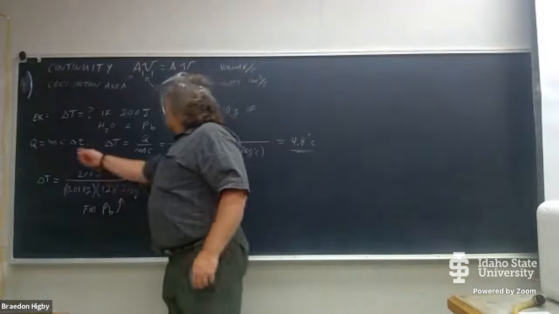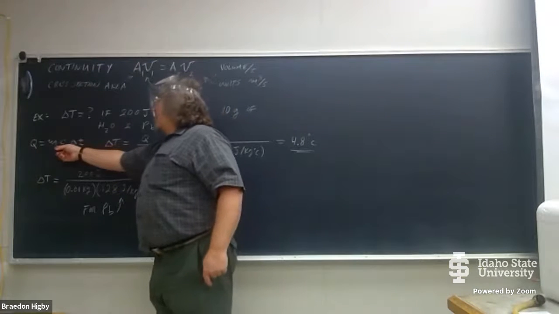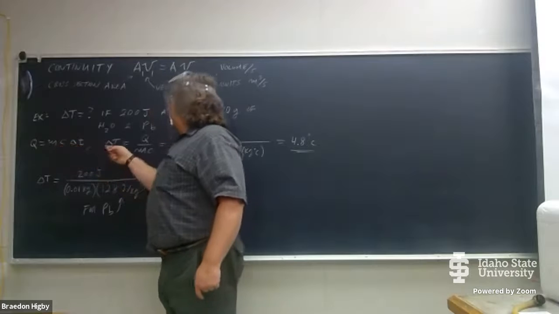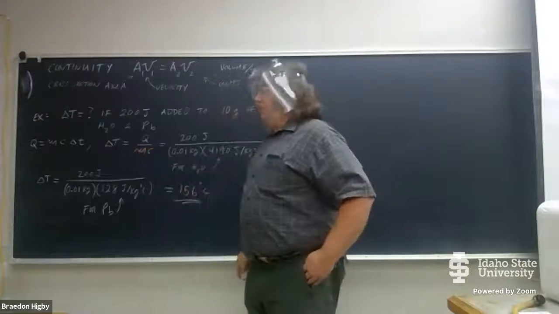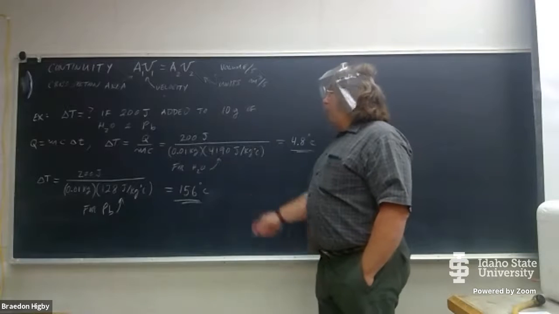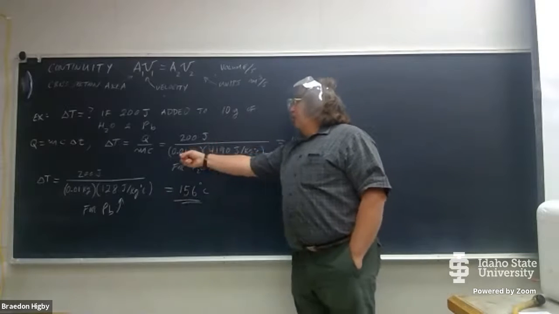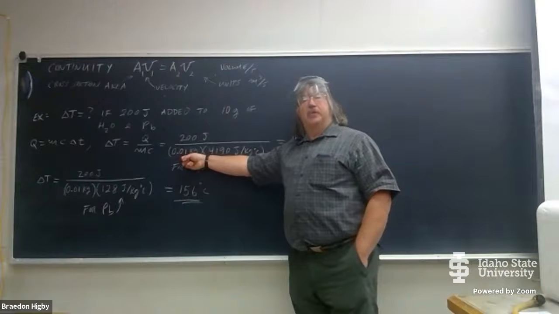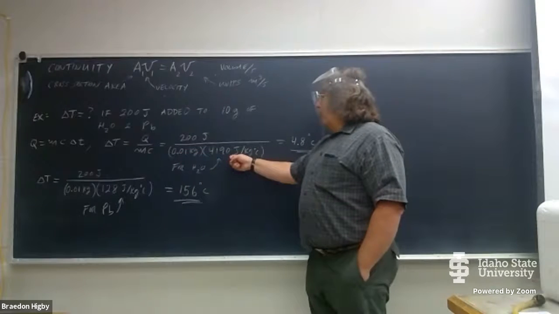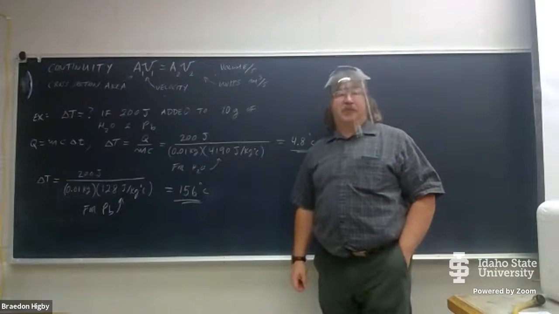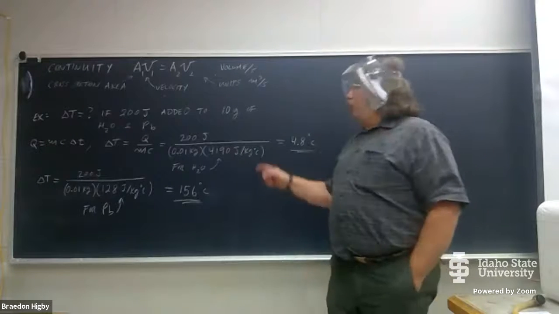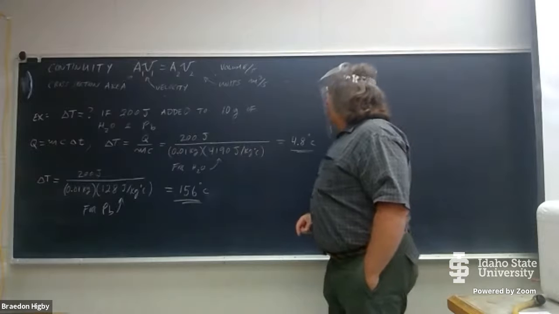And so, solving for delta T, which is divided by mass and specific heat, the temperature change is equal to the heat divided by MC. And for water, well, we got 200 joules, 0.01 kilograms, which is 10 grams. And for water, the specific heat is 4,190 joules per kilogram degree Celsius. And again, you always want to keep the units around to make sure.